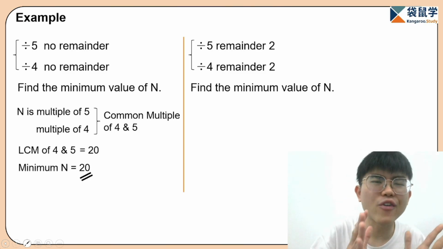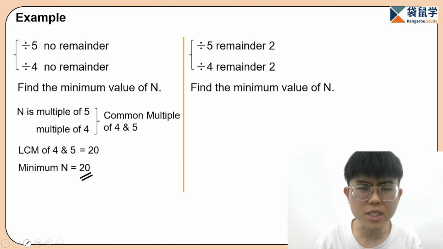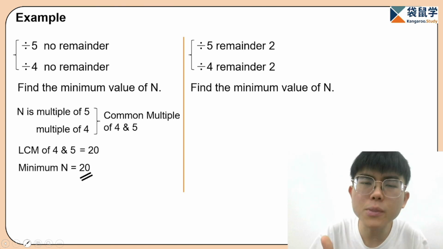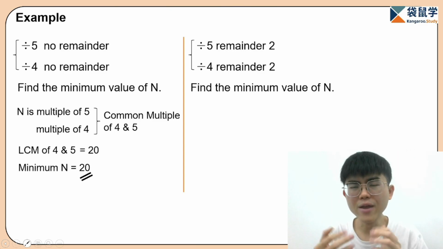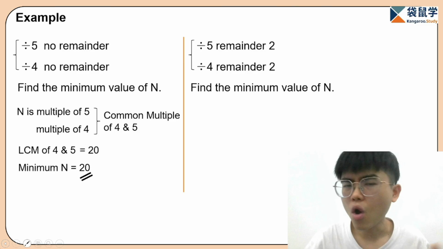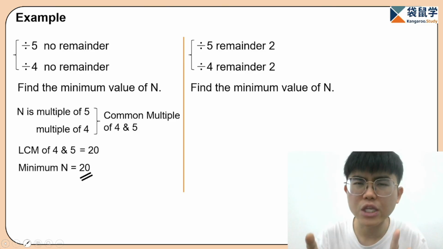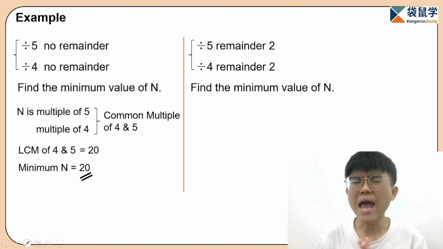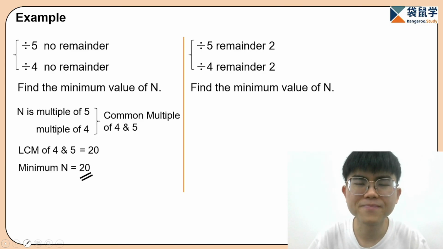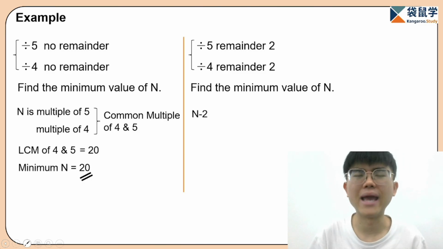Everyone, you see, just now from our first example, we learned that when there is no remainder, when it is divisible, it is very easy for us to find out the dividend, whereby it will be the multiple of the divisor. Hey, everyone, in our question here, there is a remainder, so we do not know how to do it. Why don't we just try to change into something that we have learned before? Change into no remainder. So everyone, in our example right here, how do we change into no remainder? We just have to minus 2, n minus 2.